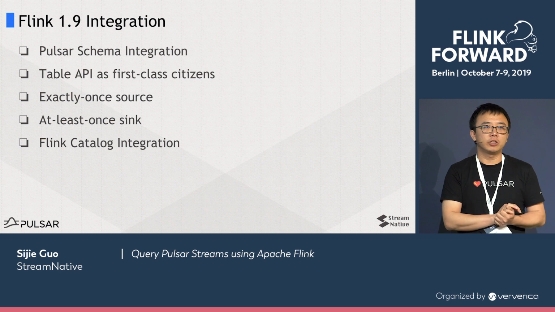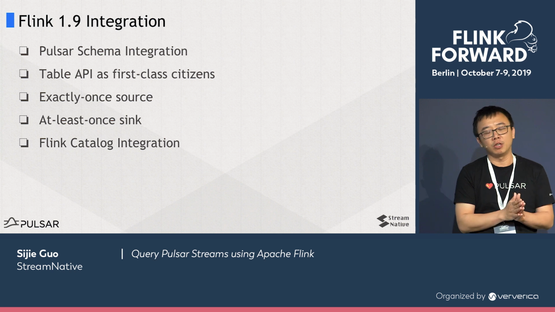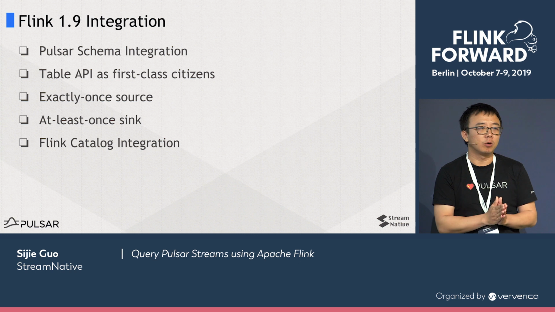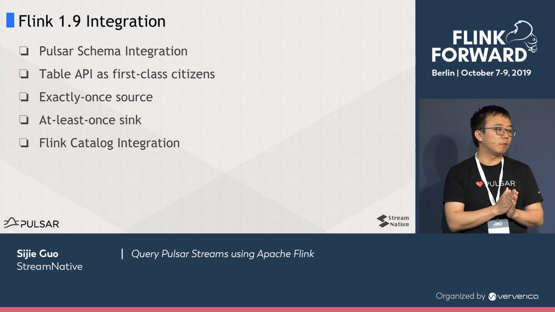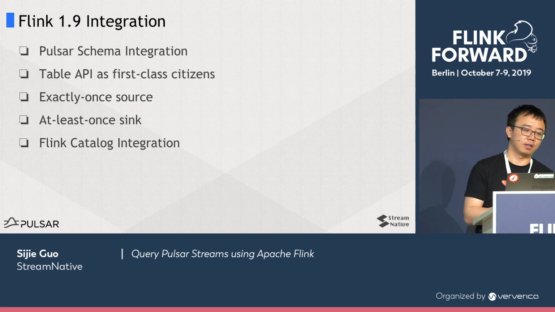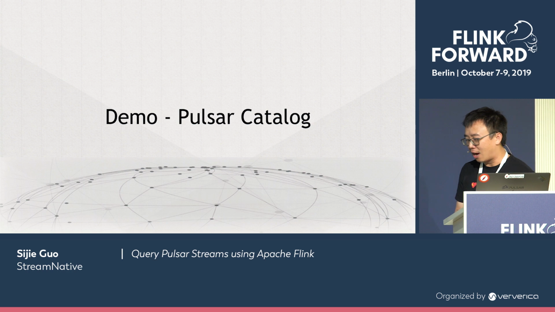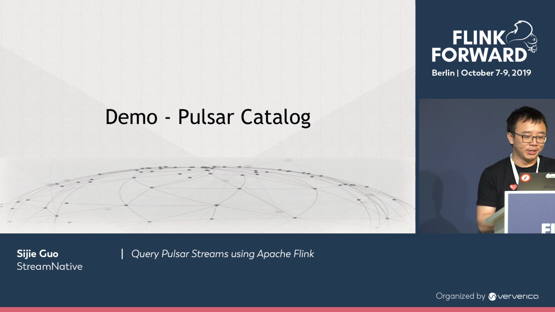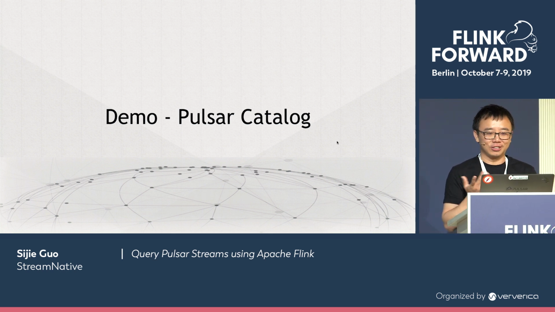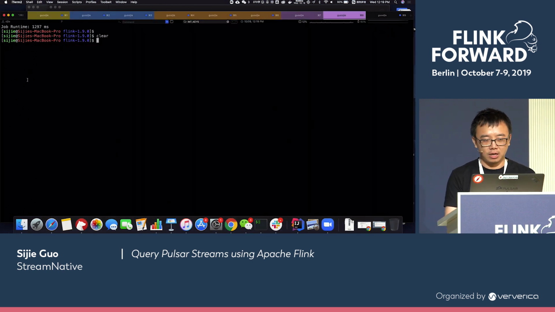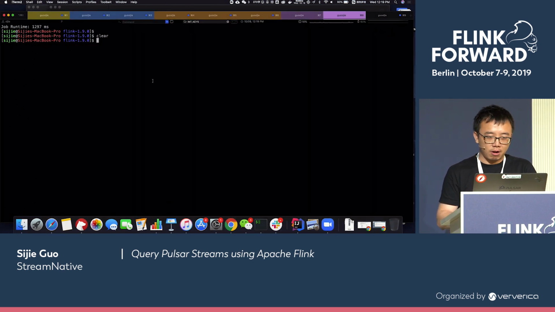So you don't really need to specify the environment information in your program. You can just register Pulsar as a Flink catalog, and then you can run Flink queries on top of Pulsar. So that's our integration. Before I deep dive into the details, let me show you a quick demo of how to register Pulsar as a Flink catalog.